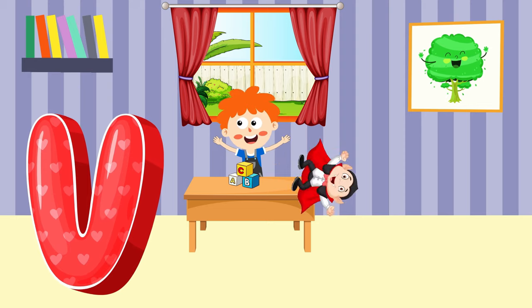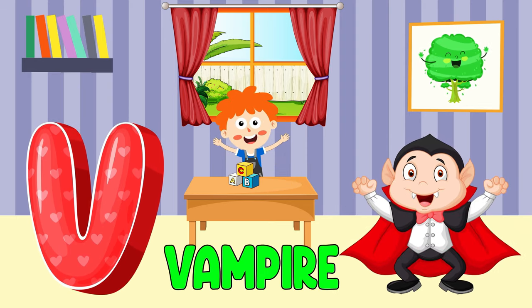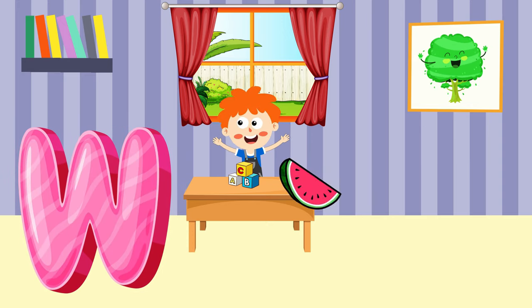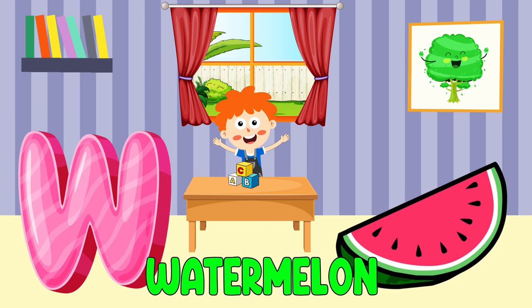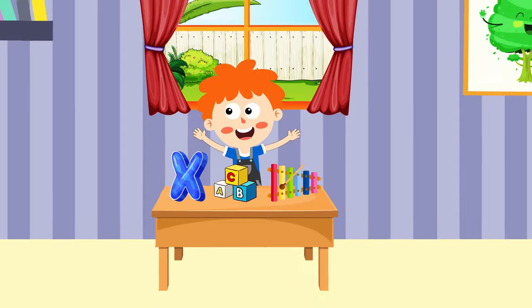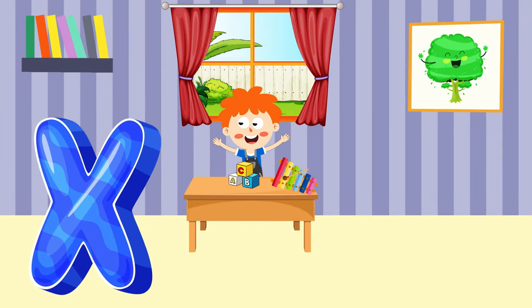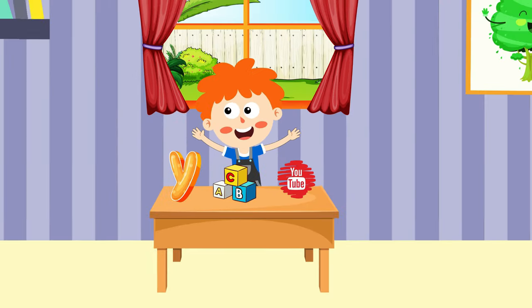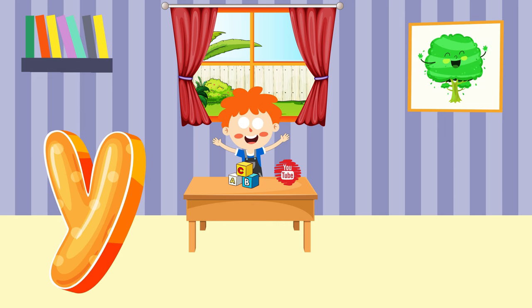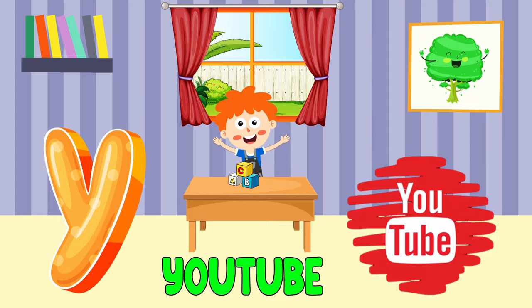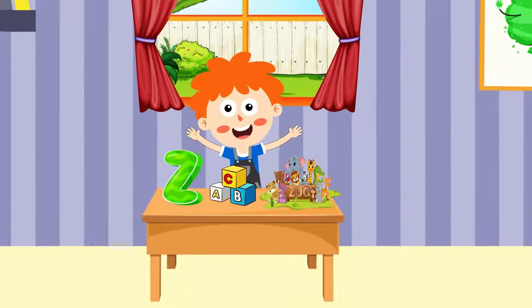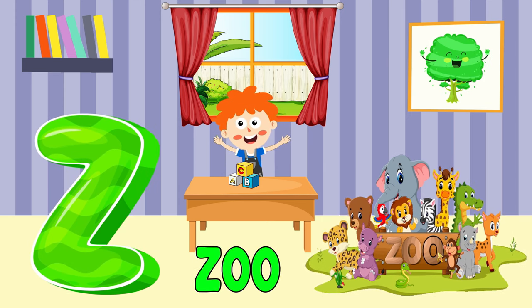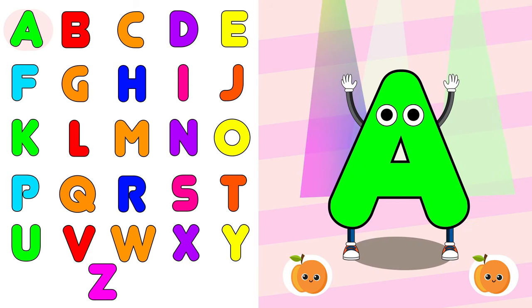V for vampire. W. W for watermelon. X. X for xylophone. Y. Y for YouTube. Z. Z for zoo.